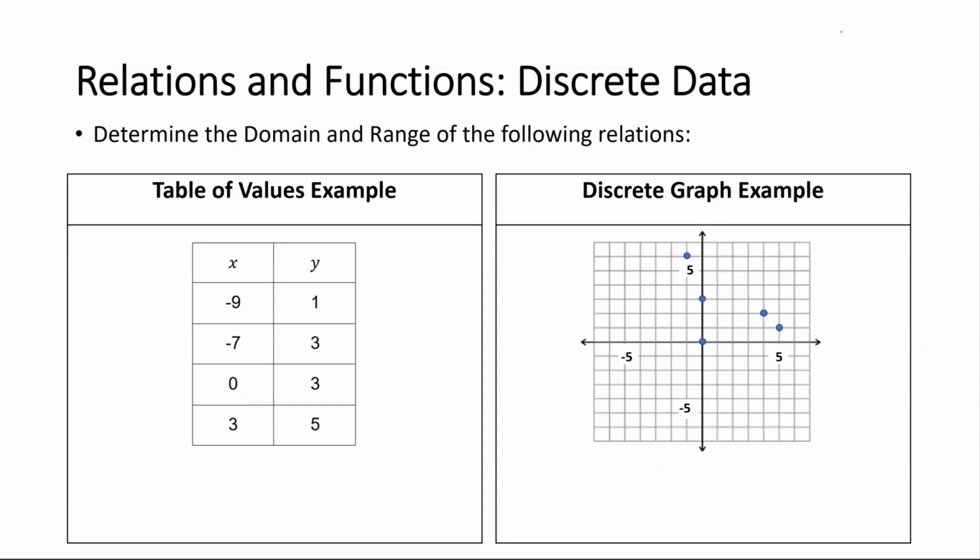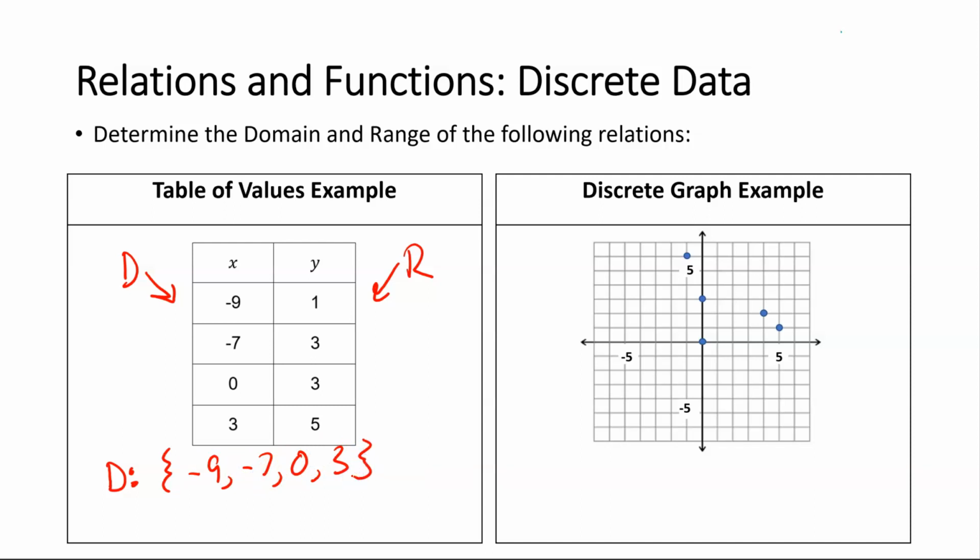Next example, table of values. In a table of values, we know that the input variable is your x, that's on the left side, so the domain is going to be all of that. And the range is the output variable, so all the possibilities of y. And when we list it, again we're going to list in numerical order from least to greatest within a set of braces: -9, -7, 0, and 3.